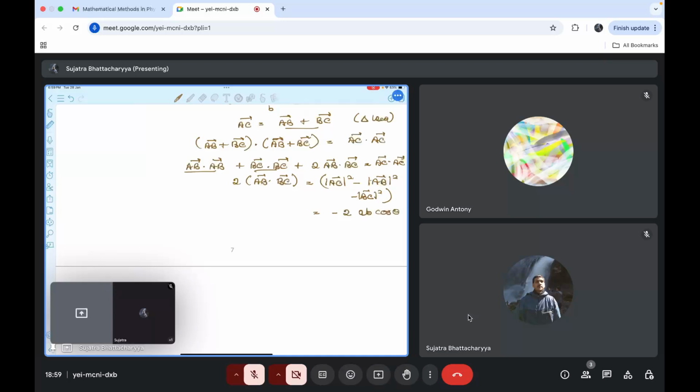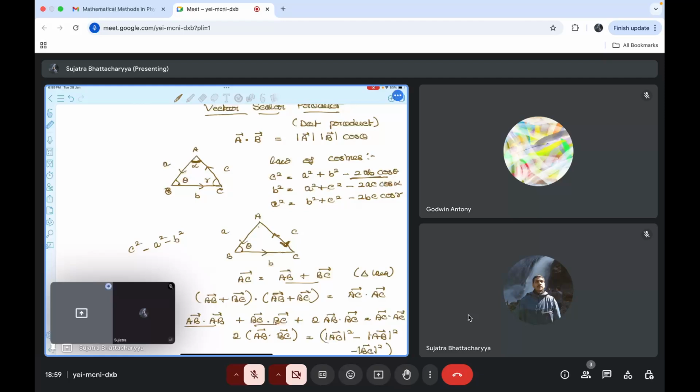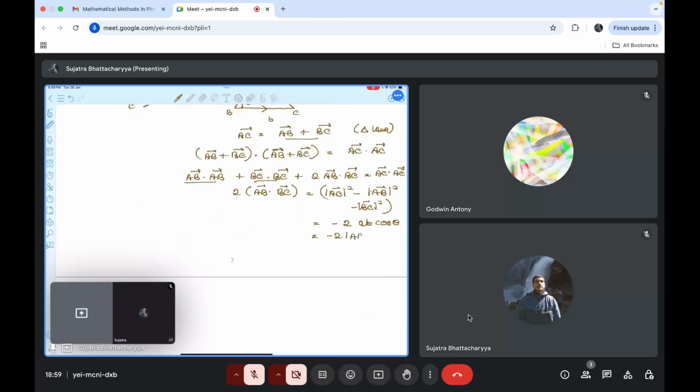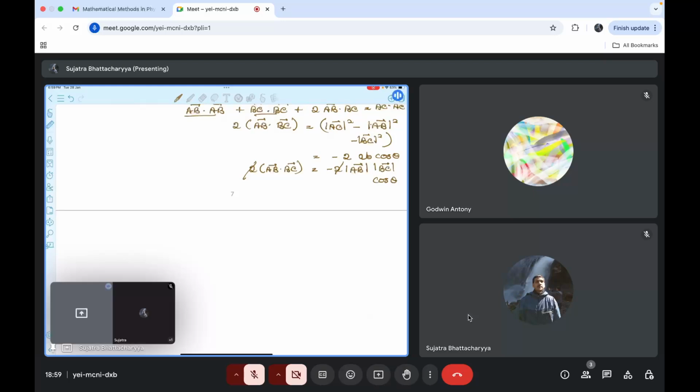Minus 2, A is what? The vector AB. B is what? BC and cos theta. What about the right hand side? Sorry, left hand side is AB dot BC. 2 can be cancelled. What you are getting is AB dot BC is equal to mod of AB into mod of BC into cos theta with a negative sign.